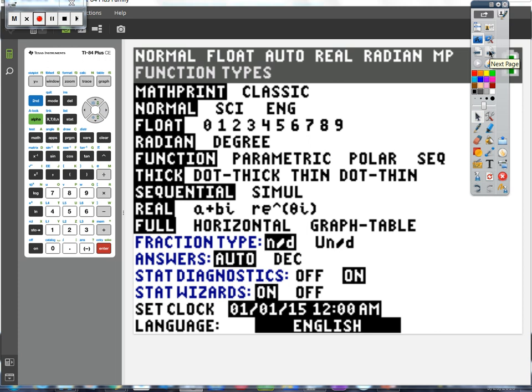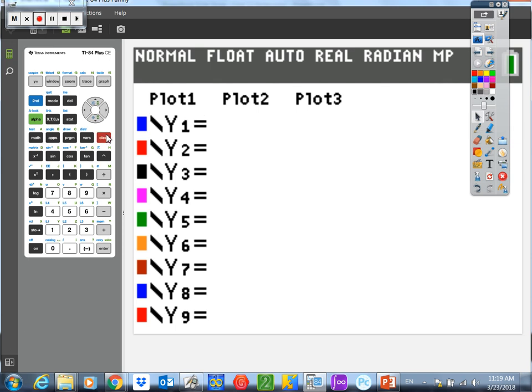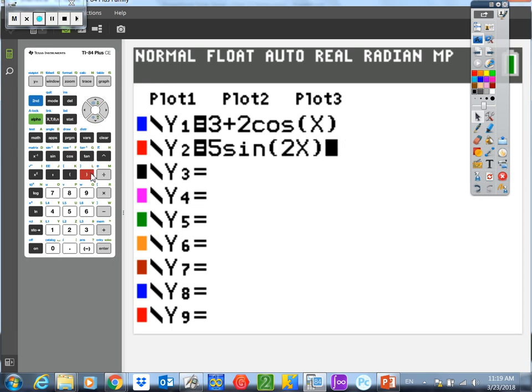So go to mode, and we're going to go to function mode, and then let's go to y equals, and type in those two equations again. So 3 plus 2 cosine, and this time it's an x because that's just what the calculator does for us. It switches it. And then in y2 we have 5 sine 2x. Okay, so now let's graph them.